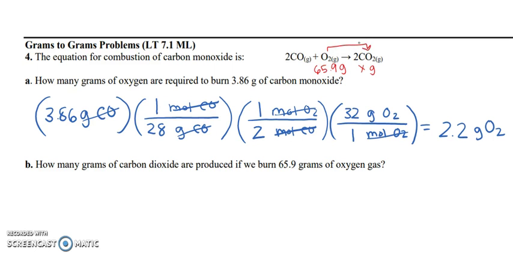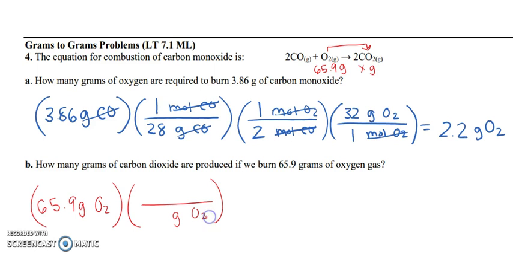So just like before, let's start with what we know. We know we have 65.9 grams of O2. I'm going to set up another bracket where I can cancel out grams of O2 by putting it on the bottom. The only thing I can turn grams into is moles of that same compound, so moles of O2. Grams of O2 and grams of O2 will cancel.